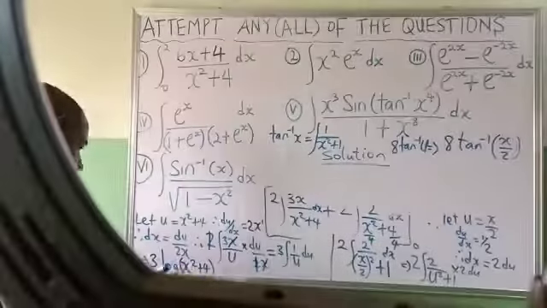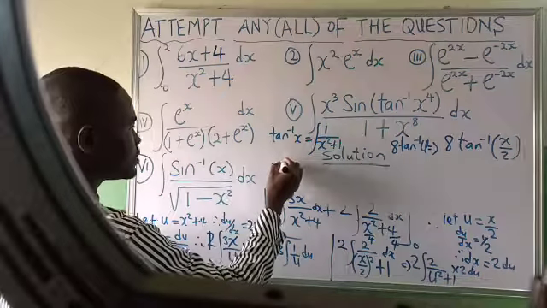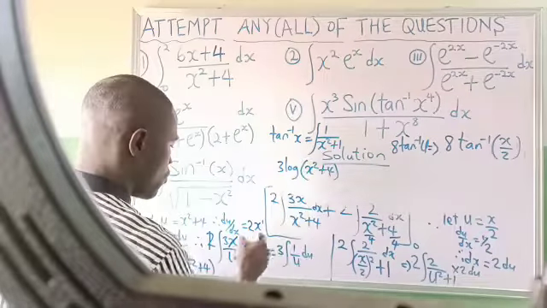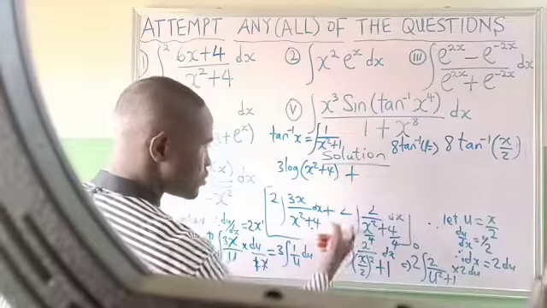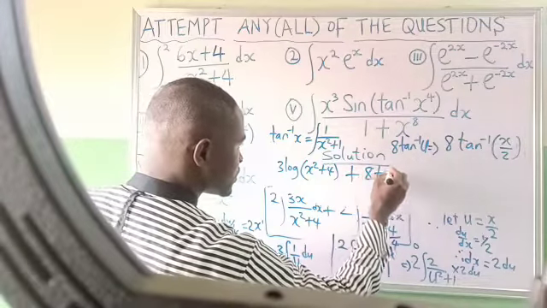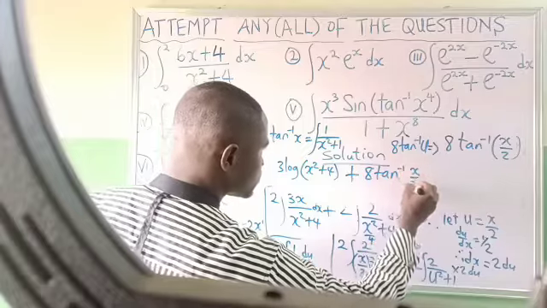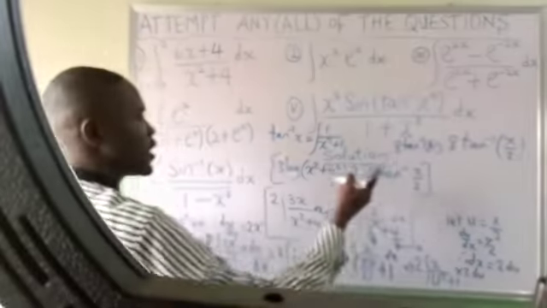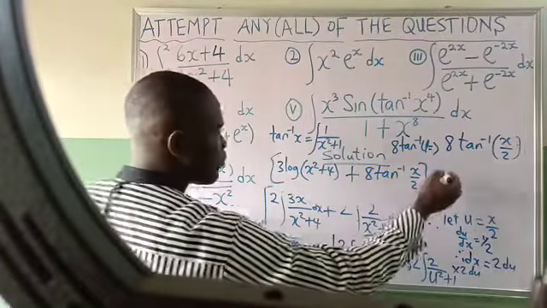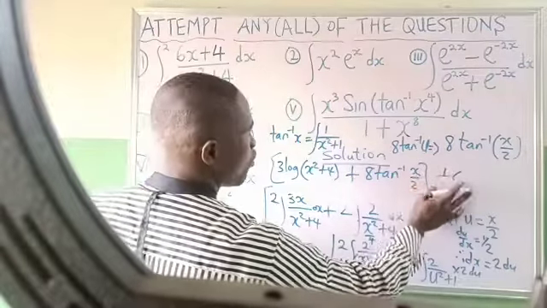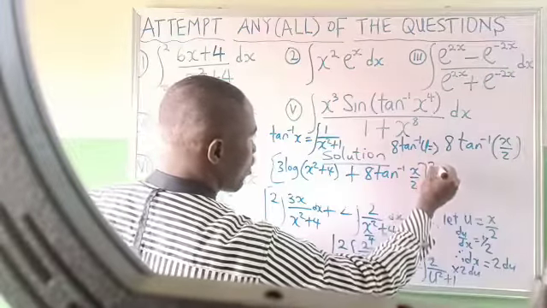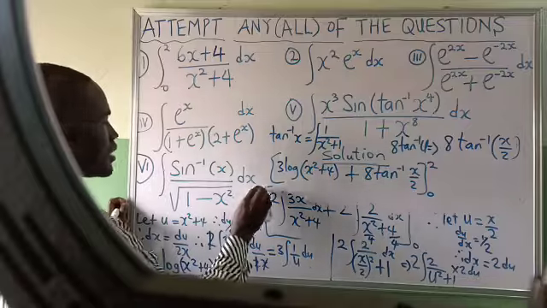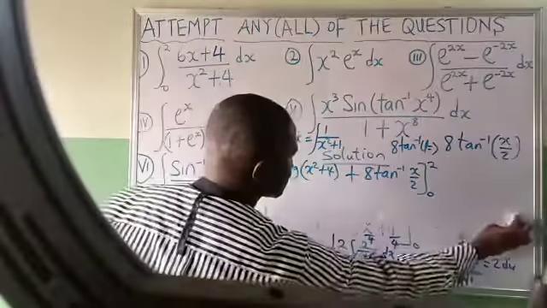To combine our answer, the first one we integrated gave us 3 log (x squared plus 4), whereas the second one gave us 8 tan inverse of x over 2. These are the answers. But it has upper and lower limits, so we can't join them with plus c. So what we do is put our upper and lower limits into each to get our final answer.